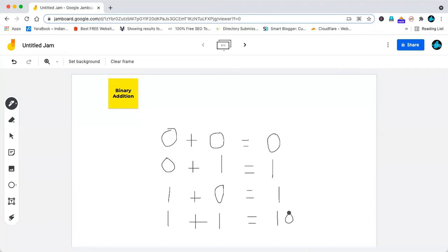Because computer language, which is machine language, has only two words: 0 and 1. So 2 can't be there. So 1 plus 1 will be 10. Okay, this is clear.